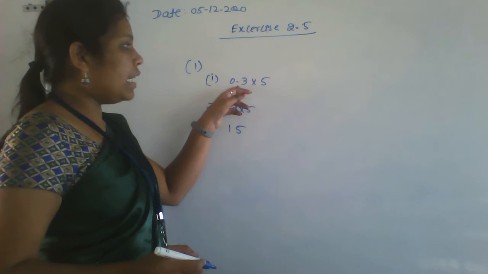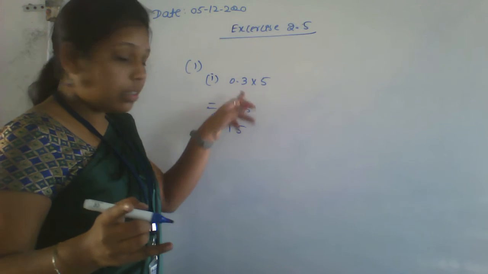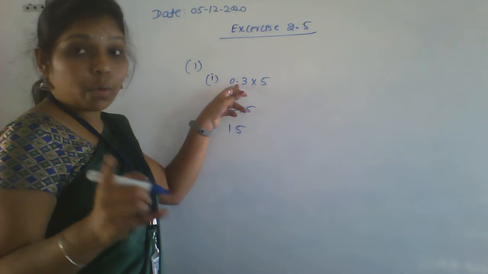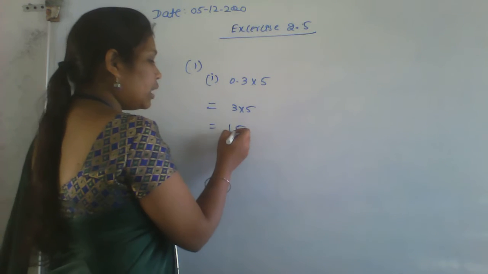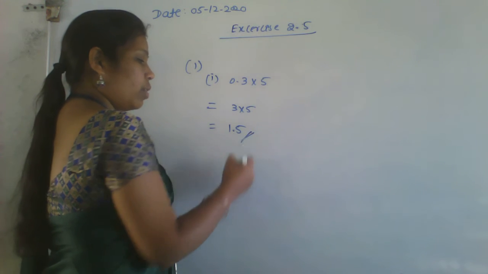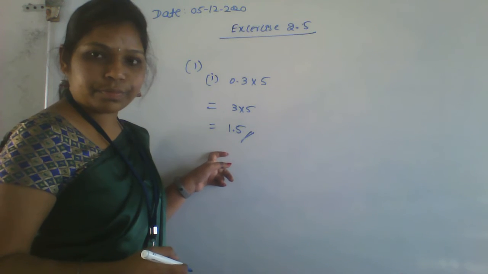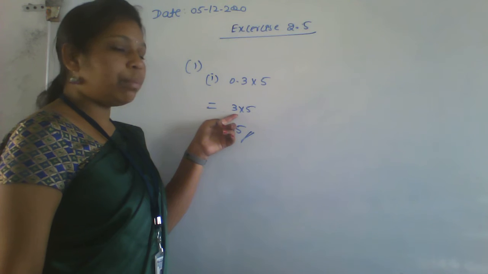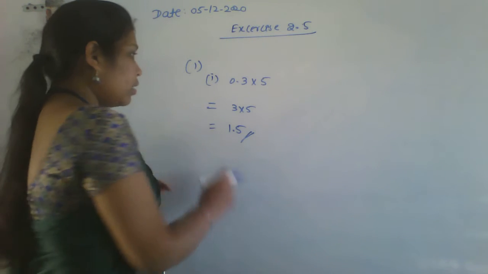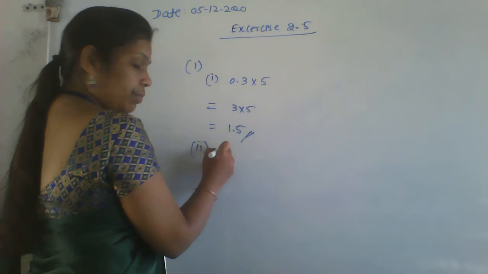After how many numbers is there a decimal point here? Only one number. After one number they kept one decimal point. So here also your duty is to put a decimal point after one number. This is the answer, 1.5. First we have to do the multiplication, after that we have to put a decimal point. Okay, next go for the second one.